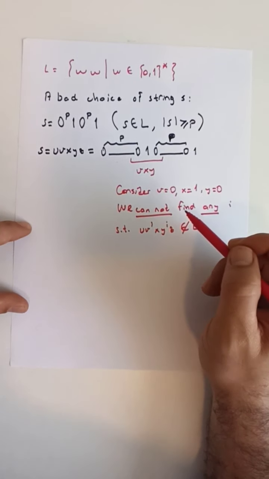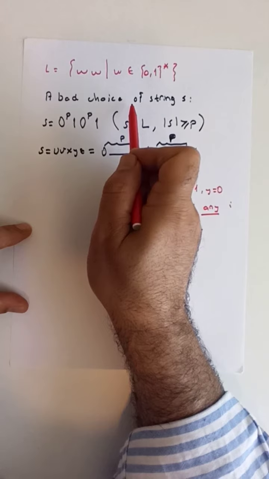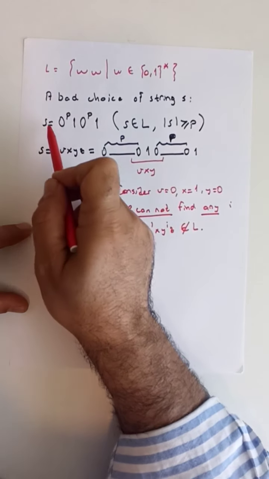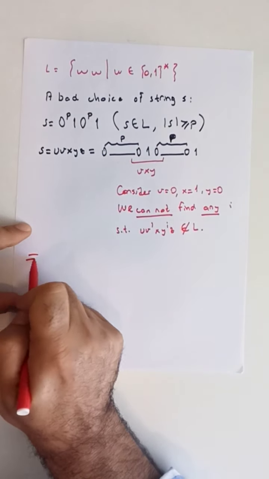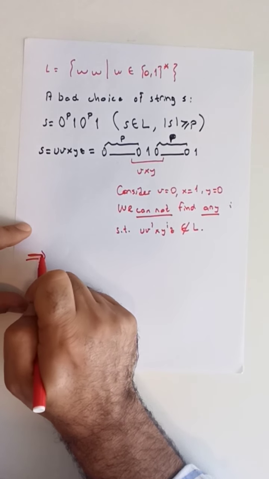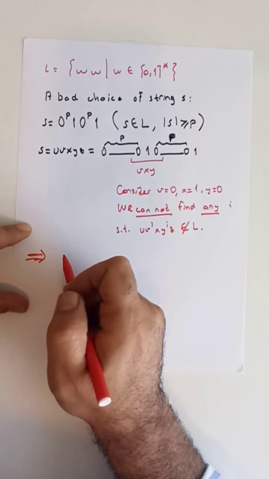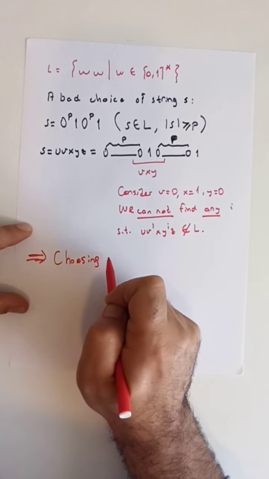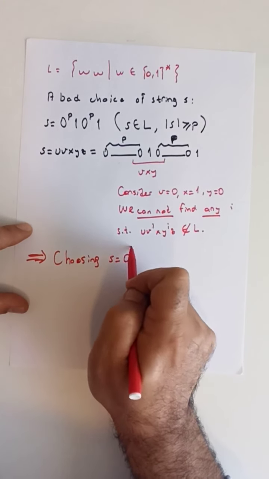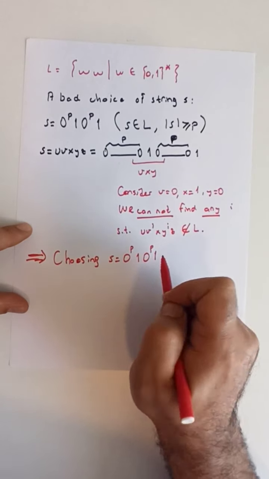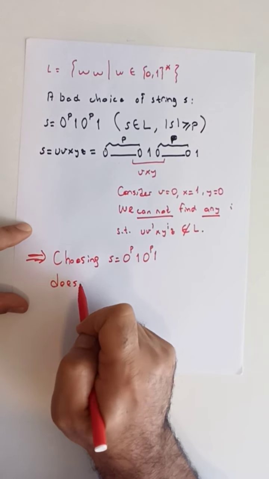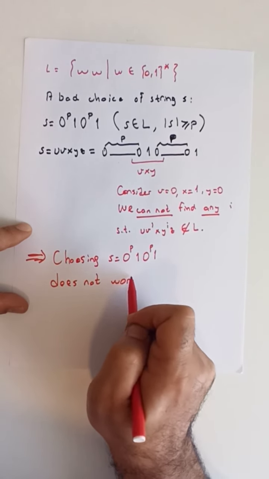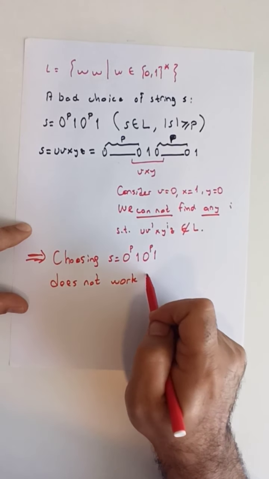This implies that the choice of this string s was not good. This implies that choosing s equals 0^p 1 0^p 1 does not work for our pumping lemma.